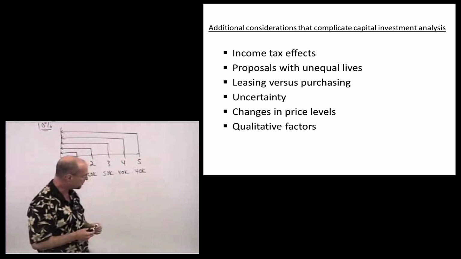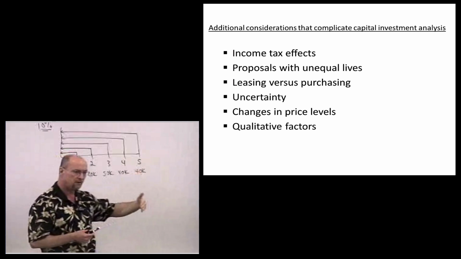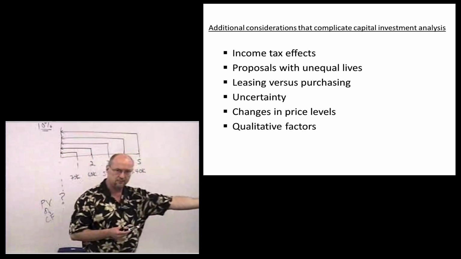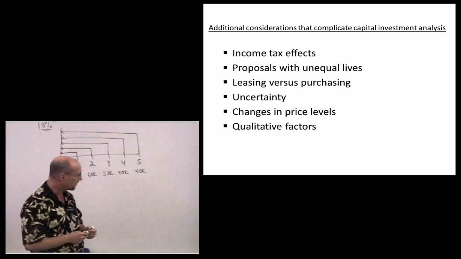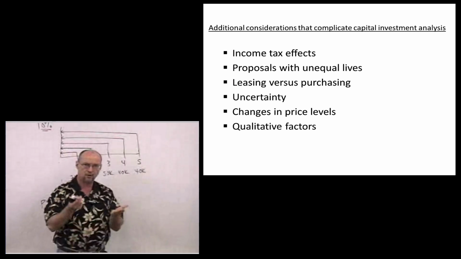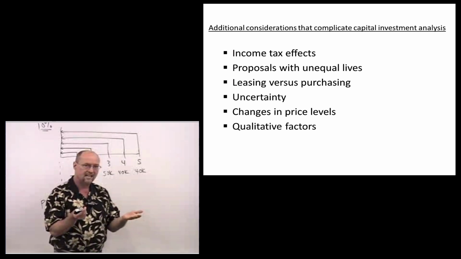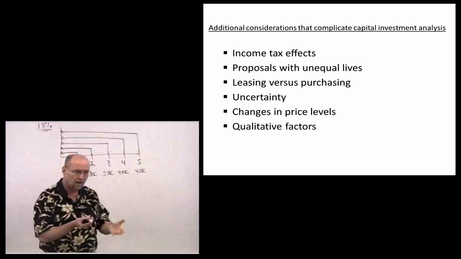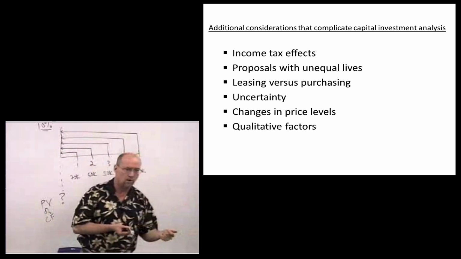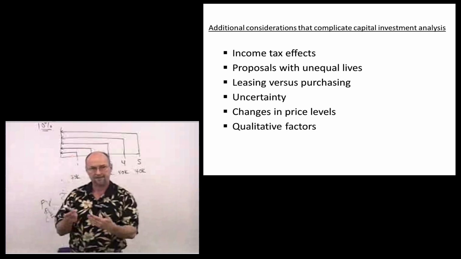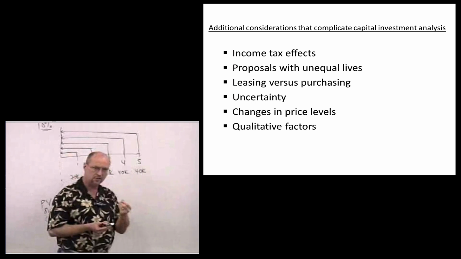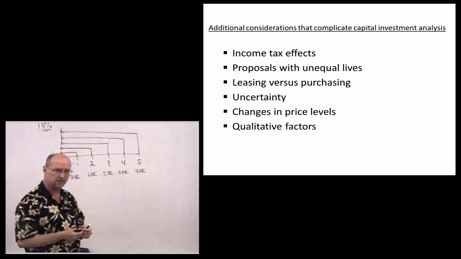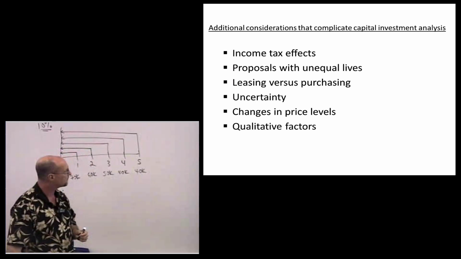Leasing versus purchasing. Uncertainty. Again, the further you go out in time, the more uncertainty exists because things can change. All right? Changes in price levels, don't have to worry about that. And then qualitative factors. I'm comparing two different cost proposals, but this one might make a better product, provide a better service, have less pollution. Okay, and so what other qualitative factors? Maybe one machine requires fewer workers, which means I'd have to lay off some people, might affect employee morale. So you always have to factor in what other issues, not just the dollars and cents, but what we call the qualitative factors before you make a final decision. And that's it.